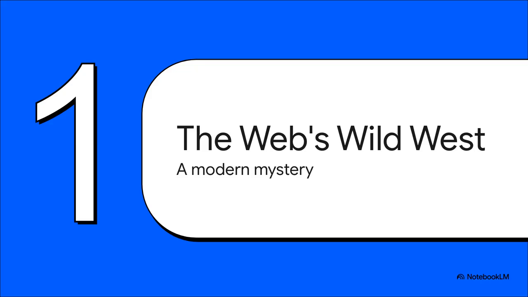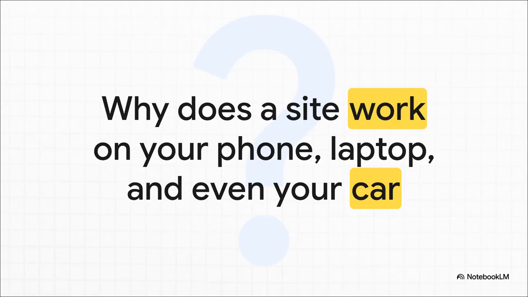Okay, so first up, let's dive into a bit of a mystery. To really get it, we need to picture the early internet. It was basically a digital Wild West, just bursting with potential for sure, but also teetering on the very edge of total, absolute chaos. I mean, really think about it for a second. The website you might be looking at right now on your laptop, it also works perfectly on your phone and your tablet, and maybe even that little screen in your car's dashboard. How is that even possible? Why doesn't it all just break?